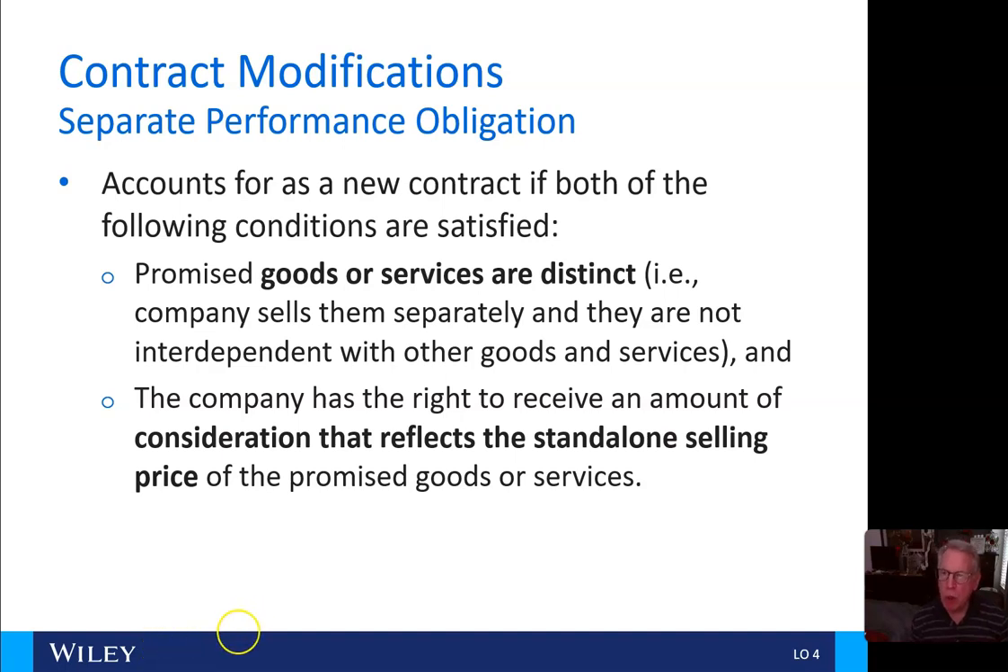And when we left off, we were looking at contract modifications involving a separate performance obligation. A modification is accounted for as a new contract if both of the following conditions are satisfied. Both: 1, the promised goods or services are distinct, meaning the company sells them separately and they are not interdependent with other goods and services. And 2, the company has the right to receive an amount of consideration that reflects the standalone selling price of the promised goods or services.